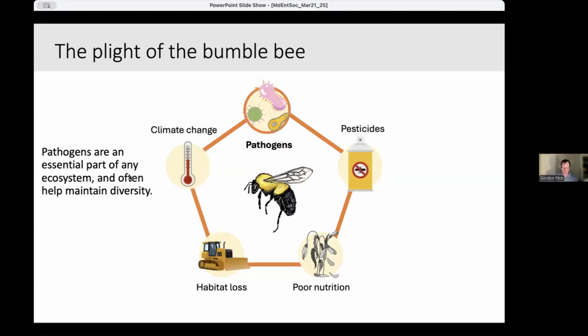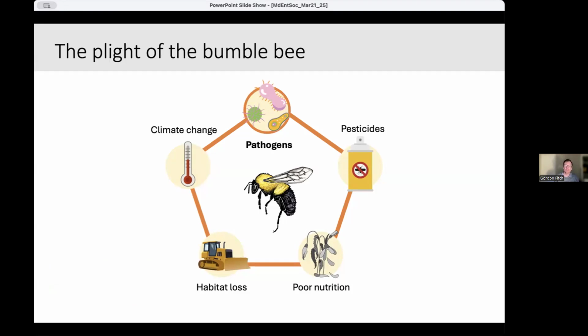I'd like to begin. This is probably not news for most of you, but many bees are in decline. Bumblebees in particular are maybe my second favorite bee taxa, and they're in trouble across the globe due to a number of different stressors.